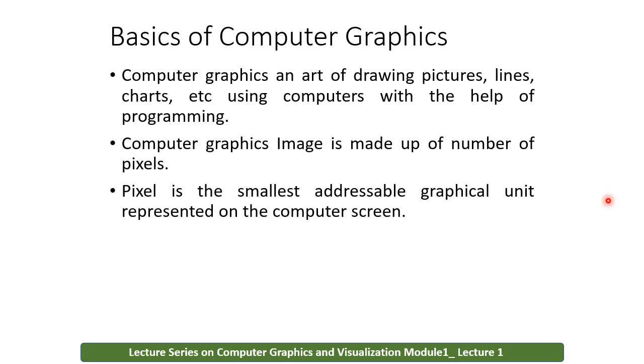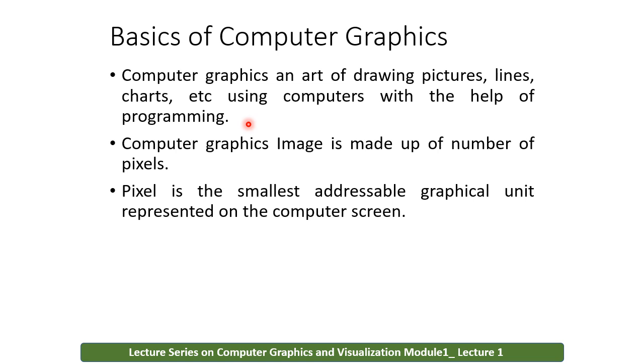Now let us move to the basics of computer graphics. Computer graphics is an art of producing pictures or drawing pictures, lines, charts, etc. using computers with the help of programming. So here we are going to learn some programming concepts to produce the picture or draw the picture. We can even draw lines, animations, movies. So that can be done with the help of computers.